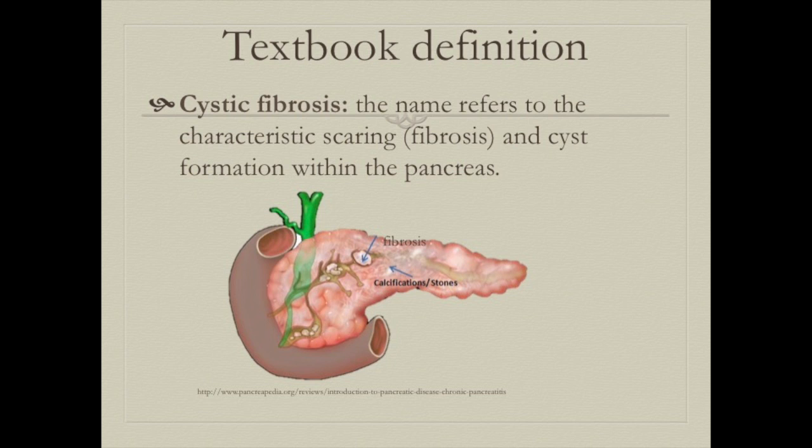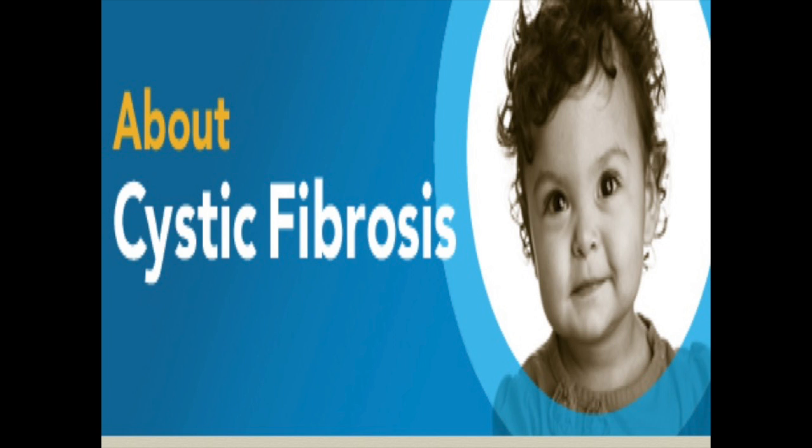Our textbook defines cystic fibrosis as scarring, fibrosis, and formation of cyst in the pancreas. We can see signs of fibrosis in the shown picture. Let's learn more about cystic fibrosis.